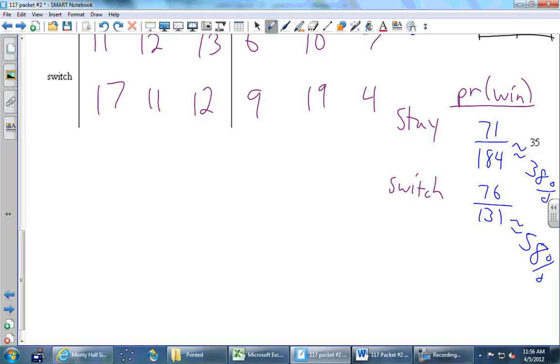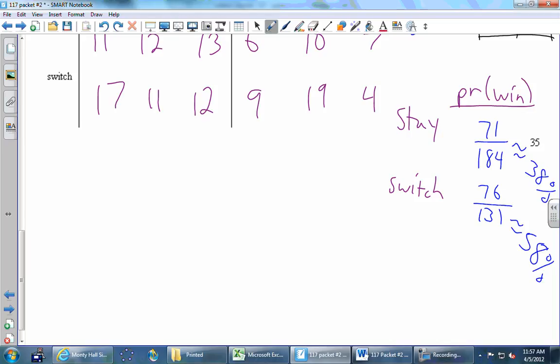3%. But when you switch, you get a shot with that card. Okay, so that 58 is close to 50. 38 is close to 33. I don't think they need to add up to 100% because there were two different experiments we ran.